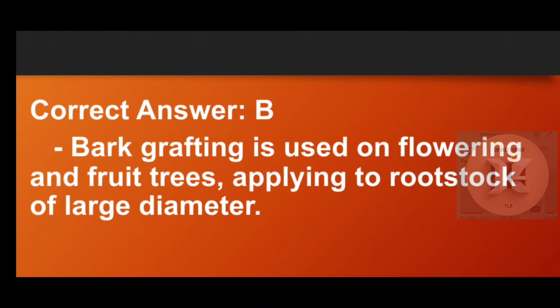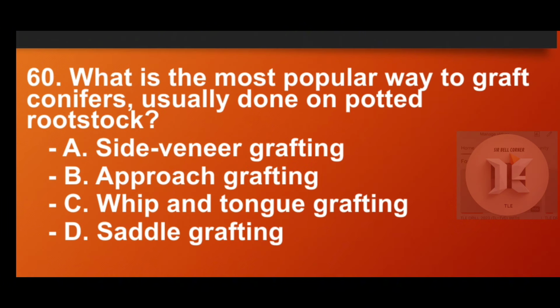Correct answer. B. Bark grafting is used on flowering and fruit trees, applying to rootstock of large diameter. 60. What is the most popular way to graft conifers, usually done on potted rootstock? A. Side veneer grafting. B. Approach grafting. C. Whip and tongue grafting. D. Saddle grafting.